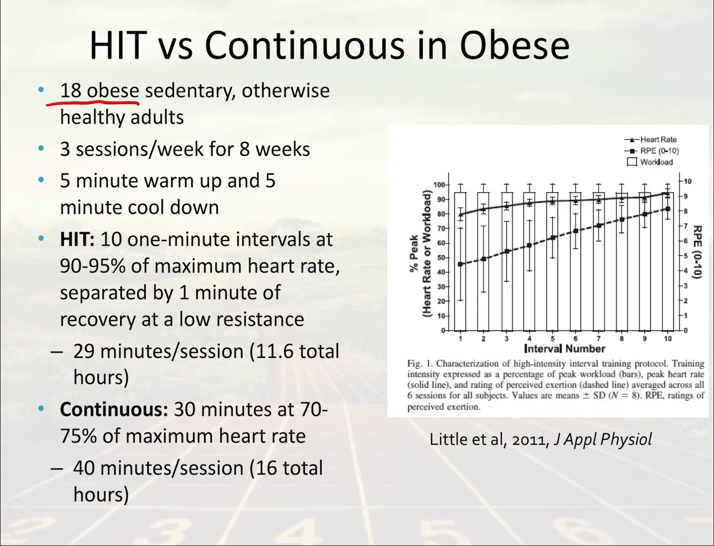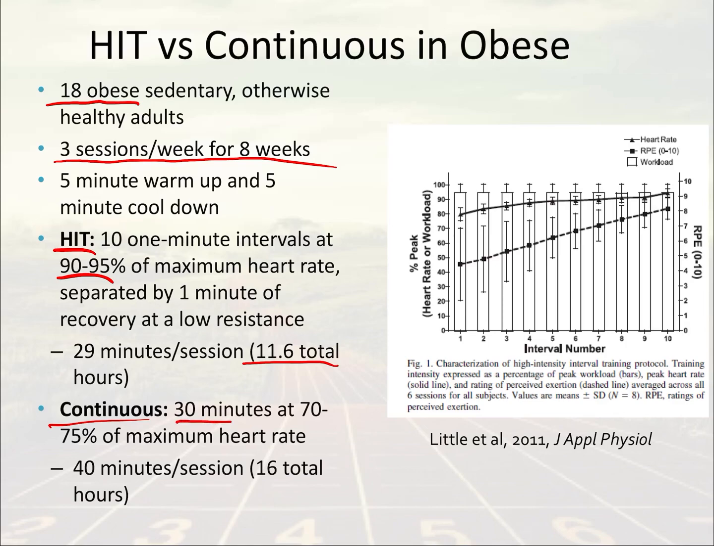They did 3 sessions a week for 8 weeks of either HIIT or continuous. Okay, the HIIT looked like 1 minute on, 1 minute off, 10 times. That 1 minute on, they got to 90 to 95% of their maximum heart rate. This was done on a stationary bike. Total exercise time was a little over 11 hours.